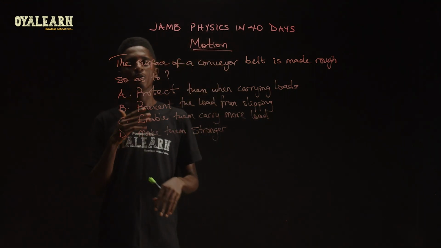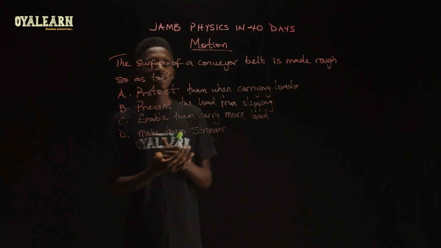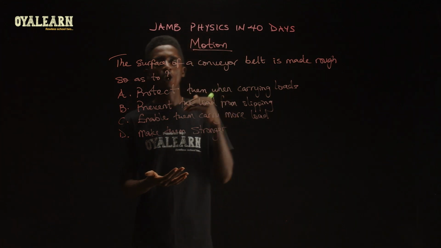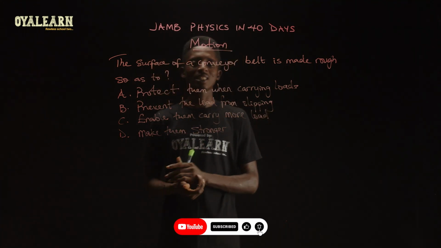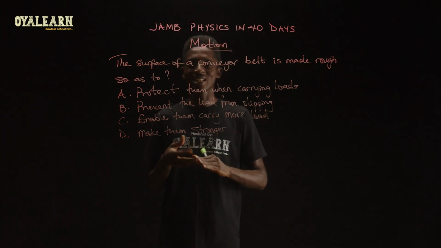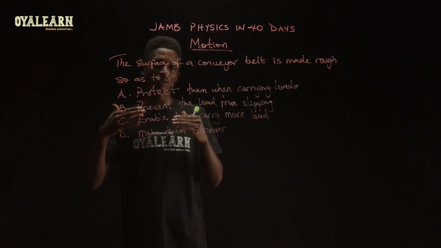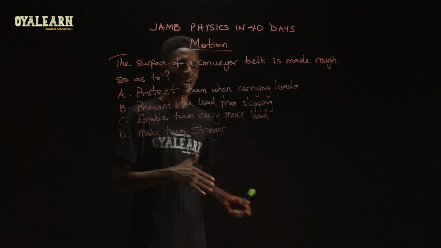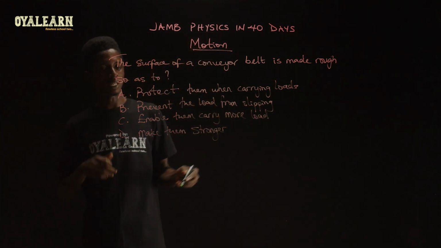Now that surface is often made rough due to one of the laws of friction, which says that friction depends on the nature of the surface of the material. That is, the rougher the surface, the more the friction, while the smoother it is, the less the friction. So the purpose for that is just to ensure that whatever load you put on it does not slip off as it is carrying it from one point to the other. So the correct option in this case is option B.